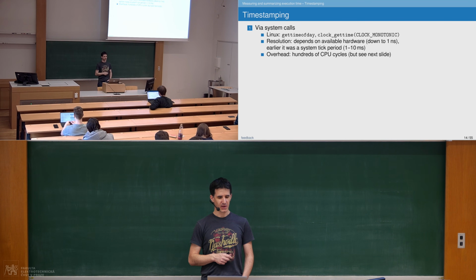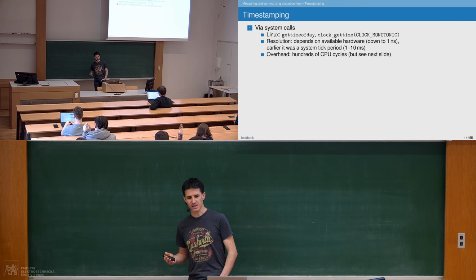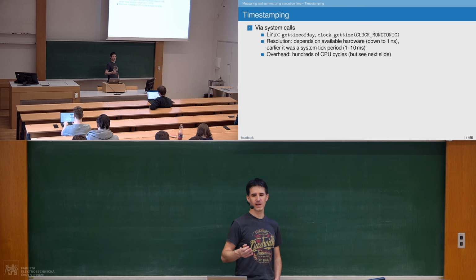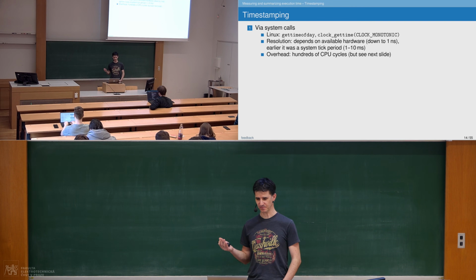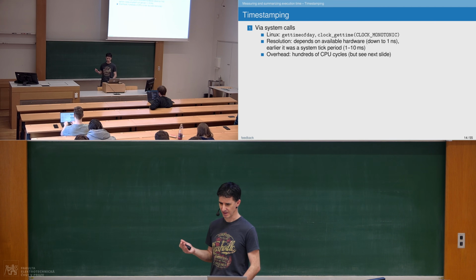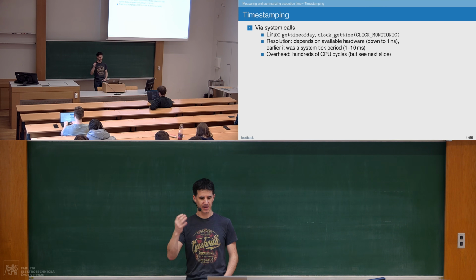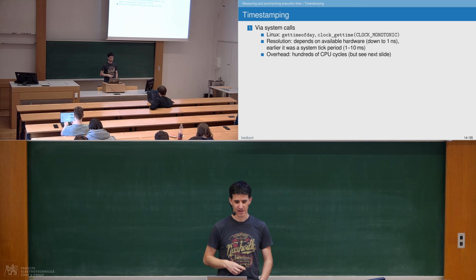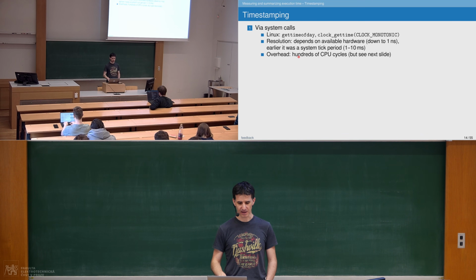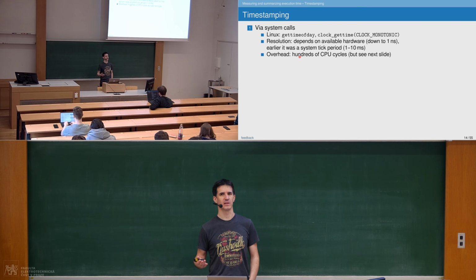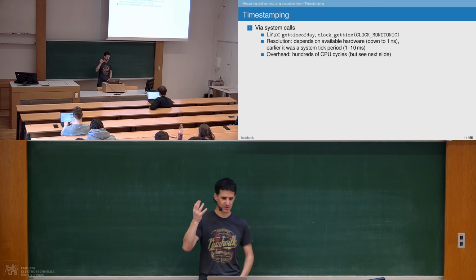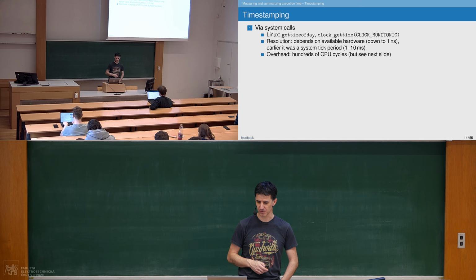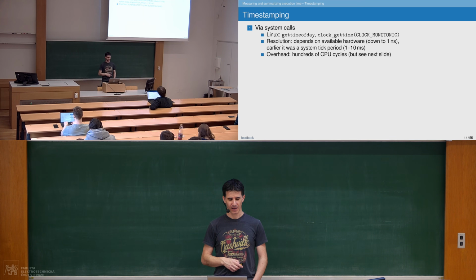So the advantage is that it's easy, and the Linux kernel always gives you the correct result, because they know everything about hardware and they don't have problems that we will see next. But this overhead, hundreds of CPU cycles, is problematic. If you want to measure something which takes 20-30 cycles and the overhead of measuring time is 100 cycles, then you are not very precise in your measurements.